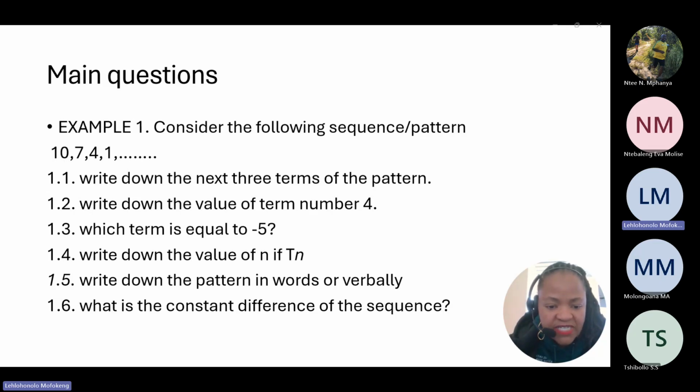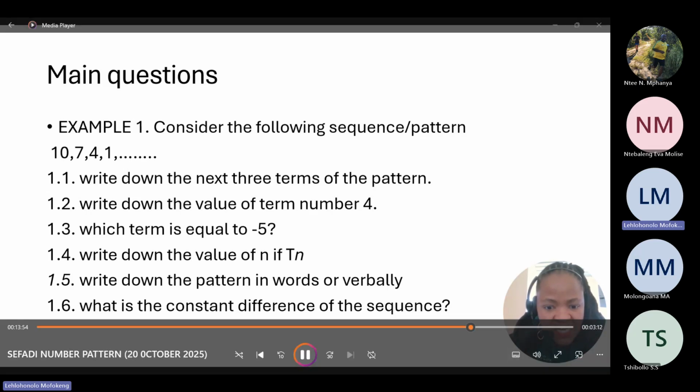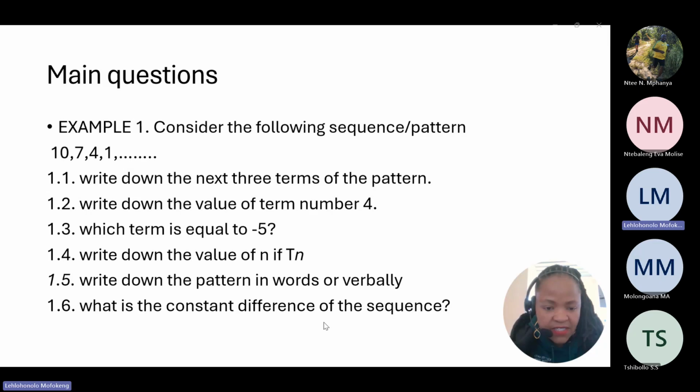Then on 1.3, they say which term is equal to minus 5. We have term number 1, term number 2, term number 3, term number 4. It says which term is equal to negative 5. Then you will continue with your sequence until you find the term that is equal to negative 5. On the next slide you will see your answers there. I think the term that will be negative 5 will be term number 6, but we will work it out together to see if it is true.